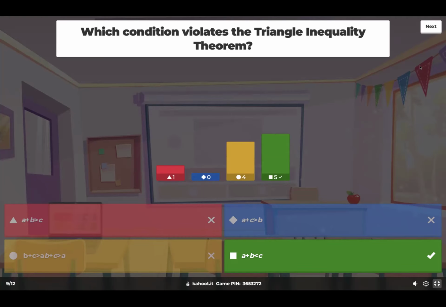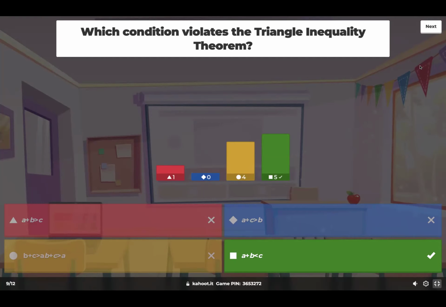So, the triangle inequality basically means that you obviously have three sides of your triangle. If you take the sum of the lengths of any two sides, it always has to be strictly larger than the length of your other side. That's true for any triangle. So the other three are not correct.